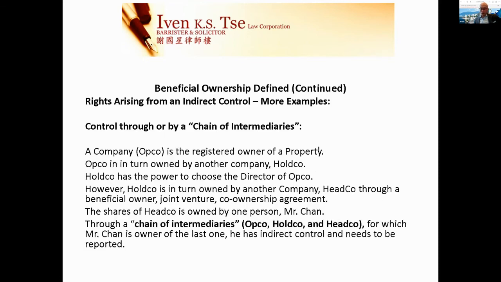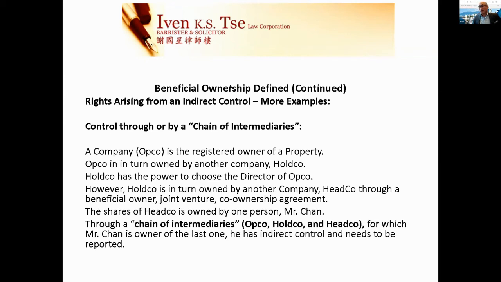And then they have this new definition put into the Landowner Transparency Act: control through or by a chain of intermediaries. So you can have an OpCo, the registered owner, and OpCo, the operating company, is in turn owned by another company, HoldCo. HoldCo has the power to choose the director of OpCo. I do this just because we have to follow the leads and where everything goes.